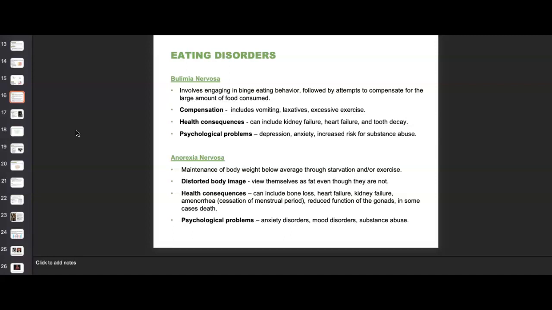Second type of eating disorder is anorexia nervosa. Maintenance of body weight below average through starvation and/or exercise. Oftentimes, this is caused by a distorted body image. They view themselves as fat, even though they are not. Some of the health consequences can include bone loss, heart failure, kidney failure, amenorrhea, which is a cessation of the menstrual period, reduced function of the gonads, and in some cases, death. The psychological problems are anxiety disorders, mood disorders, and substance abuse.